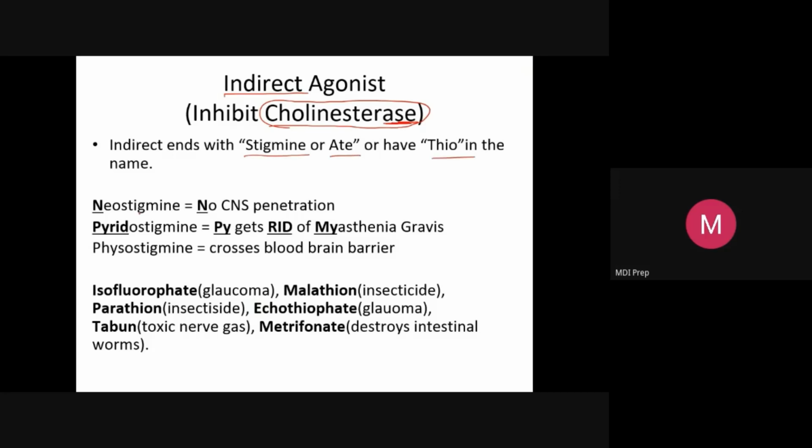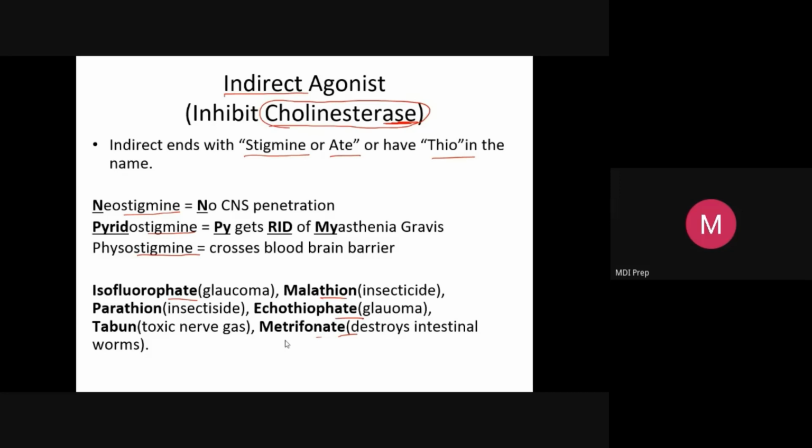Watch this. Neostigmine, pyridostigmine, physostigmine. Watch the 8. Watch the 8. Isoflurofate. Look at the thiol. Another thione. The 8. The 8. Everybody see that? Yes, doctor. Good. Perfect.